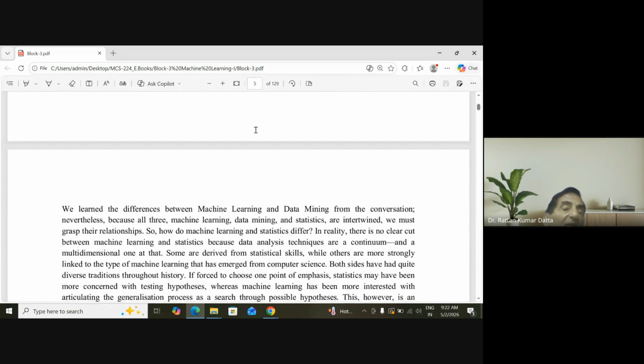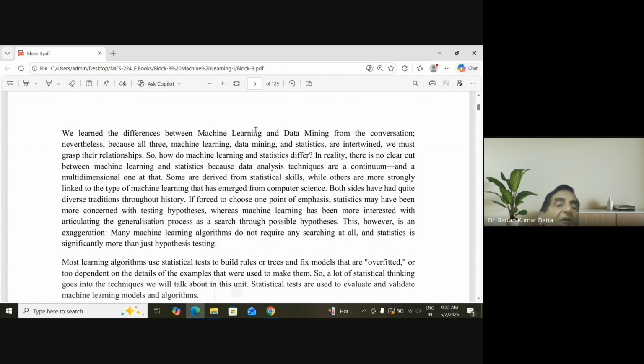Data mining, statistics. So we learned the difference between machine learning and data mining from the conversation. Nevertheless, because all three, machine learning, data mining, and statistics, are intertwined, we must grasp their relationship. Statistics is used for developing the models for machine learning, and data mining is picking up the data, missing data, taking data, all these things. All three are very, very important.